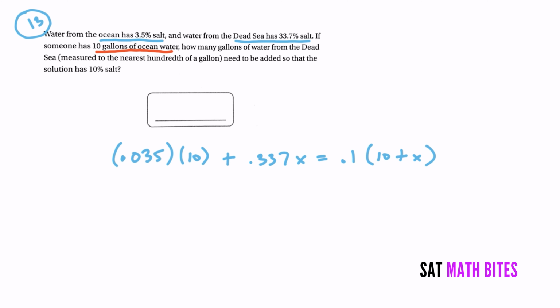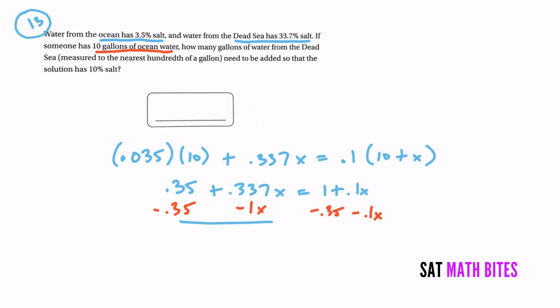0.035 times 10 would be 0.35 plus 0.337X, and then we distribute here. That would give me 1 plus 0.1x. We then move all the x's to the same side, and then we move all the constants to the other side. So we would minus 0.35, and then we would also minus 0.1x. So the resulting equation would give me 0.237x equals 0.65. And then we divide both sides by 0.237. And then we get our answer.